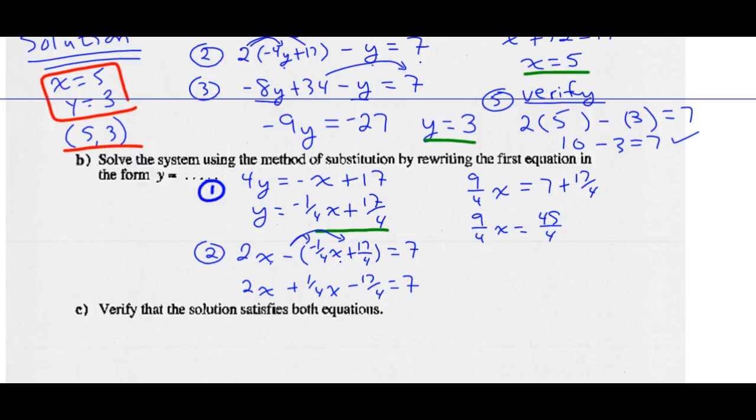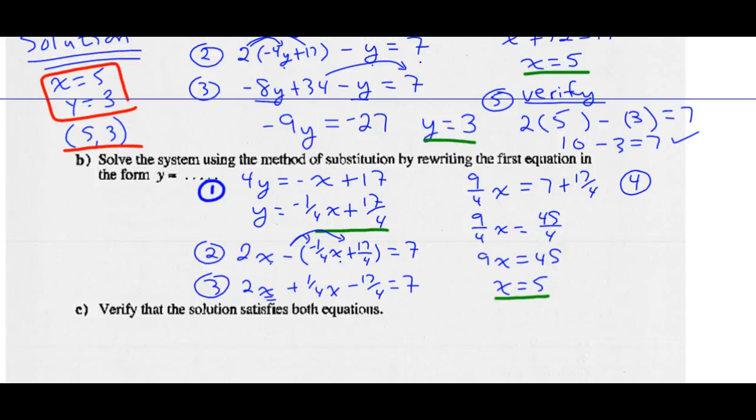And now if I multiply everything by 4, I get rid of those denominators, so 9x equals 45, and then divide by 9, so x is going to equal 5. So you get the same value for x that we did in the top, so we know we've done all right. Step 3 says solve that single variable equation for x.